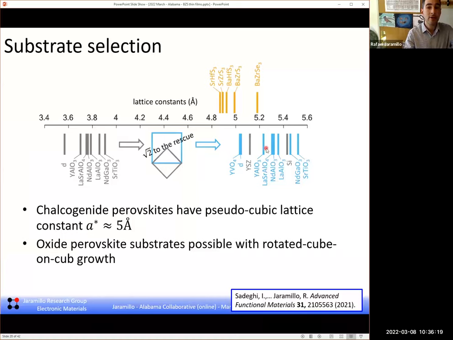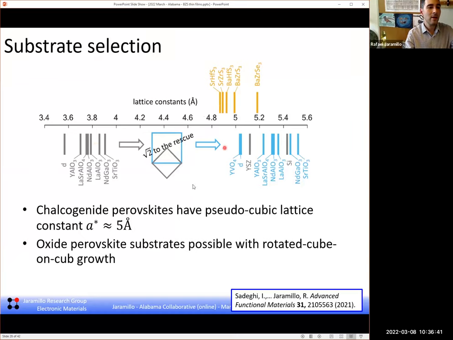Okay, so we're going to do epitaxial growth, which means substrate selection is really important. This is a number line here. What I've shown down here is a lot of complex oxides, which many of you are perhaps familiar with. These are, for example, available as commercial substrates. And up here are chalcogenide perovskites. So you see there's a big problem here because there's a big lattice mismatch.